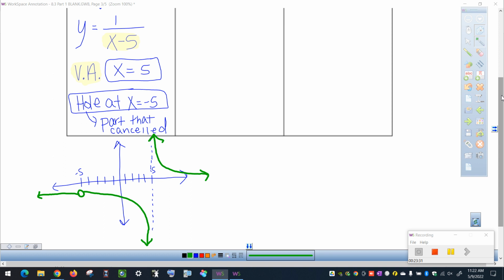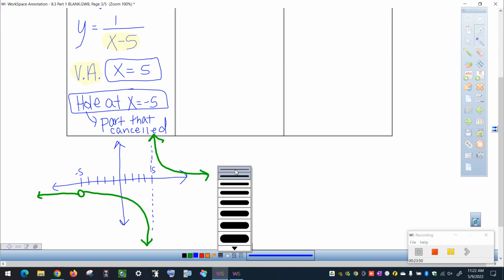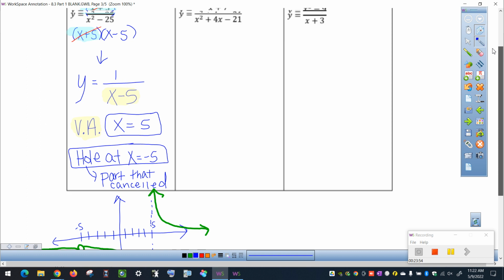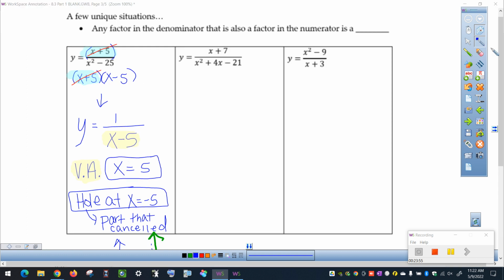Okay, so there's a fill in the blank at the very top of this section that we're going to fill in now. We're going to fill it in with the word hole. So let's read the sentence. It says, any factor in the denominator that is also a factor in the numerator, meaning we had an x plus 5 in both the top and the bottom, that is going to result in a hole in the graph.